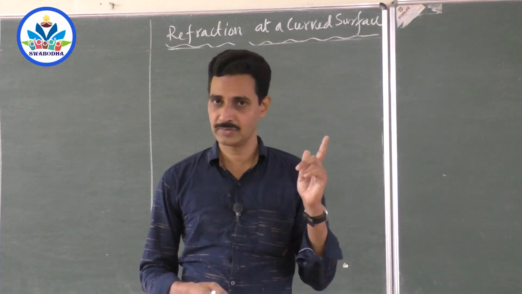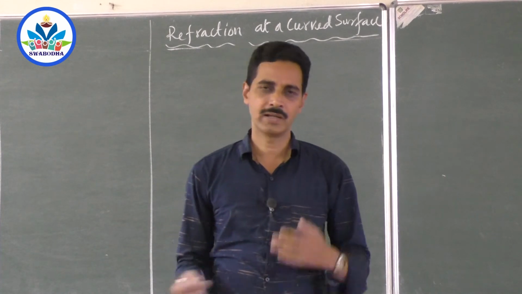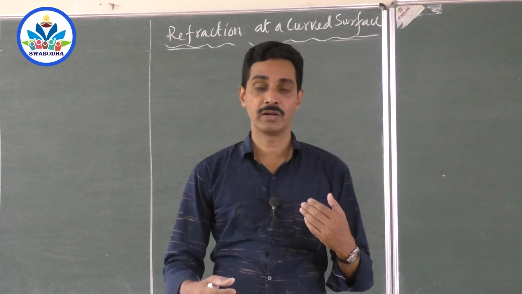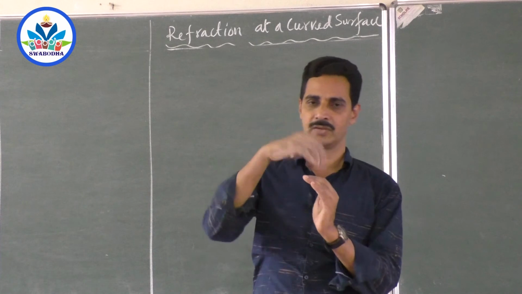Reflection at the curved surface we have seen, like mirrors, convex mirror, concave mirror, what happens to the light when it falls on it. Now we will go on to refraction at curved surface. What happens to a ray of light when it falls on the curved surface?